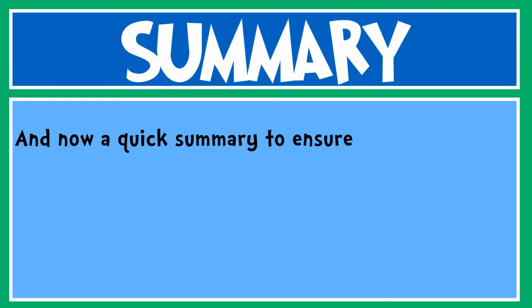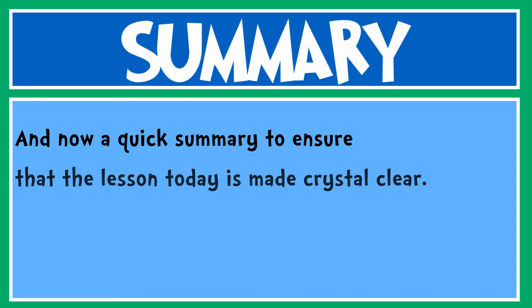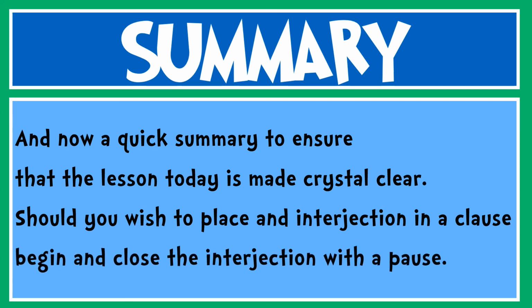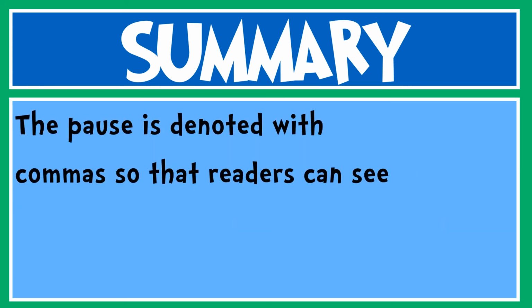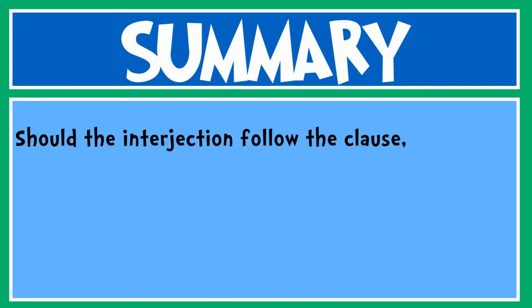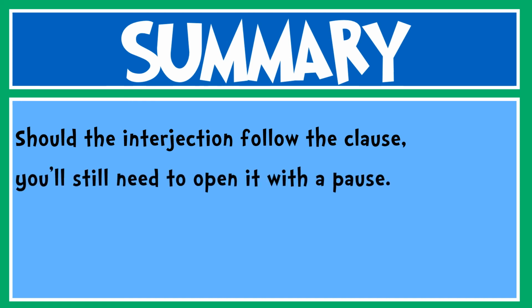And now a quick summary to ensure that the lesson today is made crystal clear. Should you wish to place an interjection in a clause, begin and close the interjection with a pause. The pause is denoted with commas so that readers can see where the clause stops and starts and can be read with ease. Should the interjection follow the clause, you'll still need to open it with a pause.